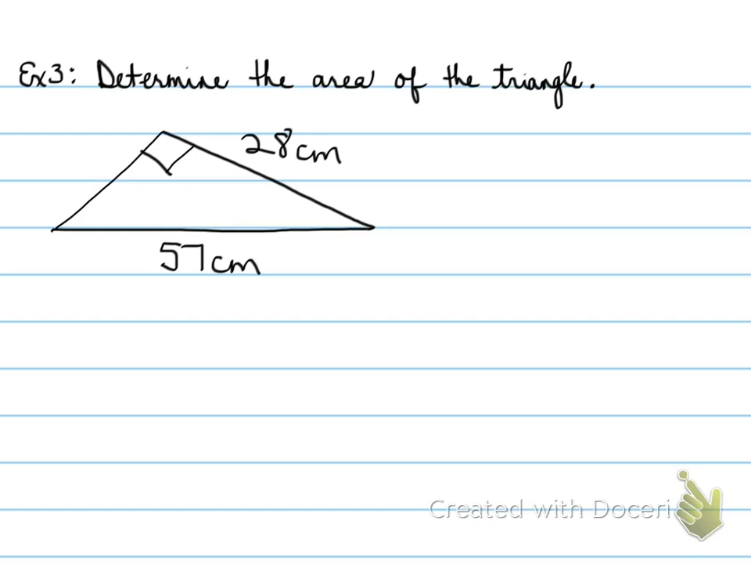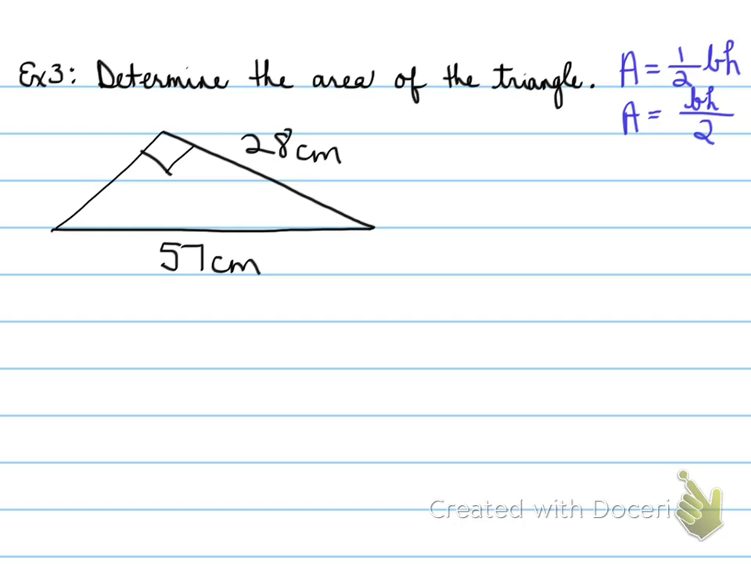Now, a lot of you are going, okay, well, all we need to do is know the formula. Okay, great. Formula for a triangle area is base times height divided by 2, or half the base times the height. Either is acceptable, folks. Base times height divided by 2. That's another option.